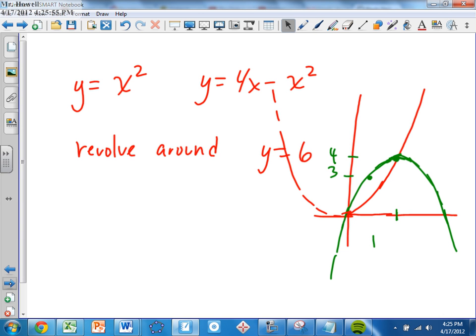So where's the region again? Here's the region right there. Okay? That's the region we're looking at. These are all calculator problems. The majority of them for the AP exam are calculator problems.